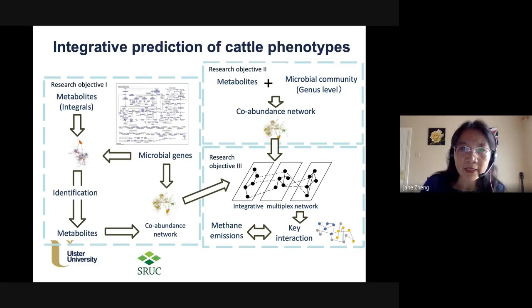So we look at the co-abundance network, taking the metabolites, some of which are unknown, and work to identify the metabolites. We also look at the microbial genes to establish the abundance network, and then look at the microbial community level to establish another co-abundance network. After that, we combine those networks into a multi-layer or multiplex network to identify the key interactions. So that's the overall research.